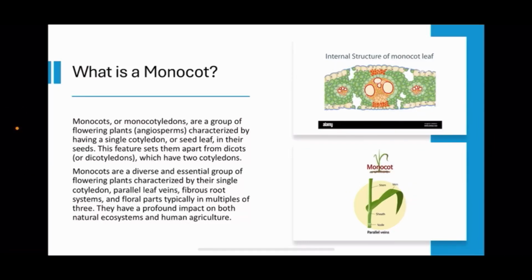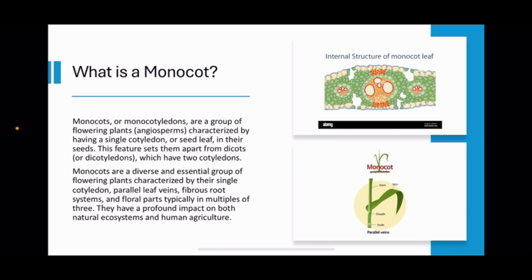What is a monocot? Monocots, or monocotyledons, are a group of flowering plants characterized by having a single cotyledon, or seed leaf, in their seeds. This feature sets them apart from dicots, which have two cotyledons.